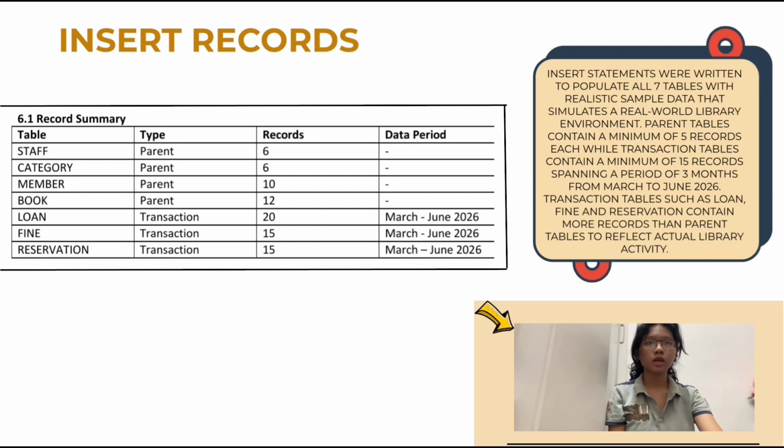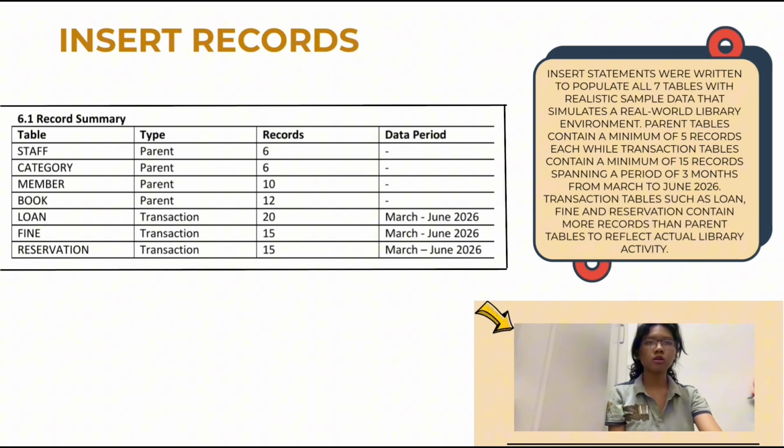Staff has 6 records, category has 6, member has 10, and book has 12 records. These records don't change as frequently. They represent the people and resources that the library manages. The transaction tables, on the other hand, are loan, fine, and reservation. These are the tables that capture ongoing library activity. Loan has 20 records, while fine and reservation each have 50 records.